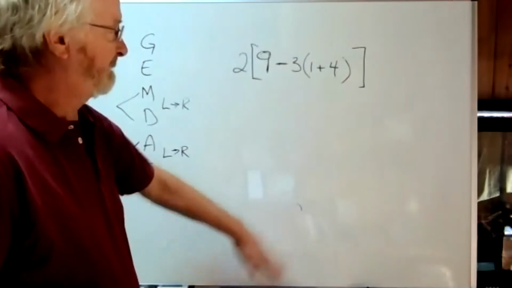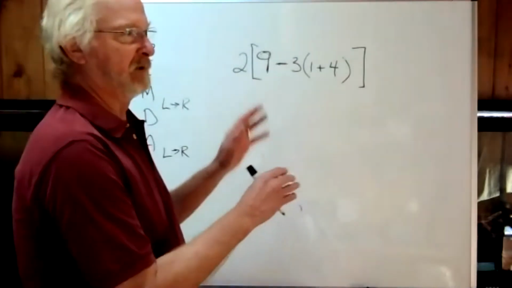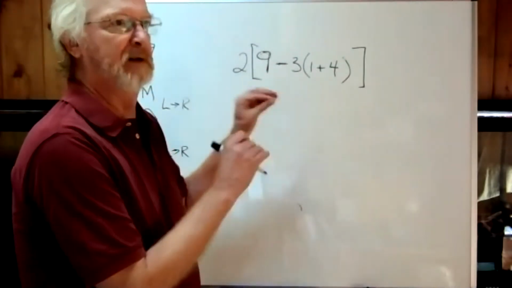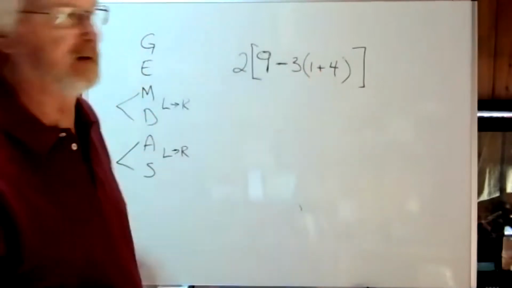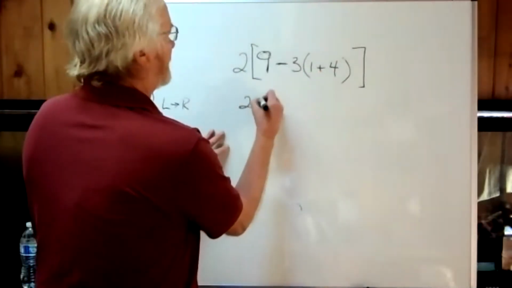So when I see a problem like this, I just try to start with where I'm supposed to start and do one thing at a time. Like I'm going to do that addition right there. So I just rewrite everything else.